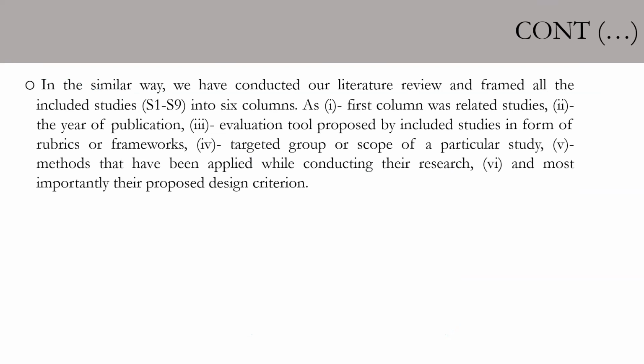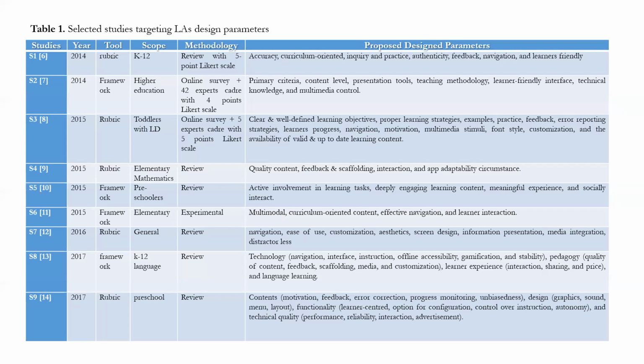These research studies are S1 to S9. S1 means study 1 and S9 means study 9. And we framed a table with 6 columns. The table has a first column of related studies, and the next one is year of publication. The next one is the evaluation tool proposed by the included study in the form of a rubric or framework. As is clearly seen here, these are studies S1, S2, S3, S4, S5 up to S9.